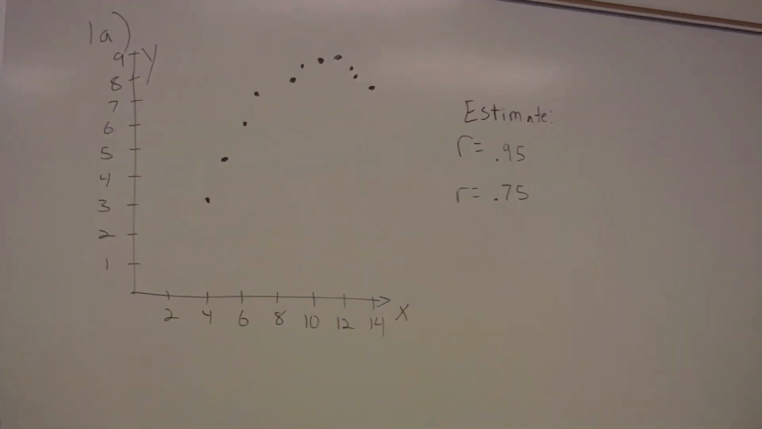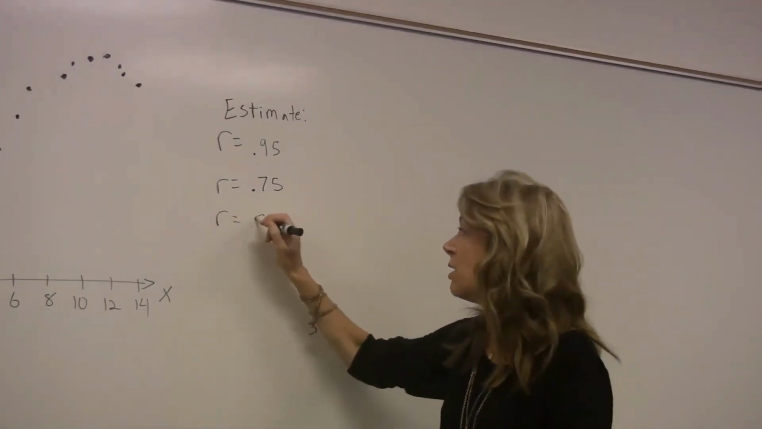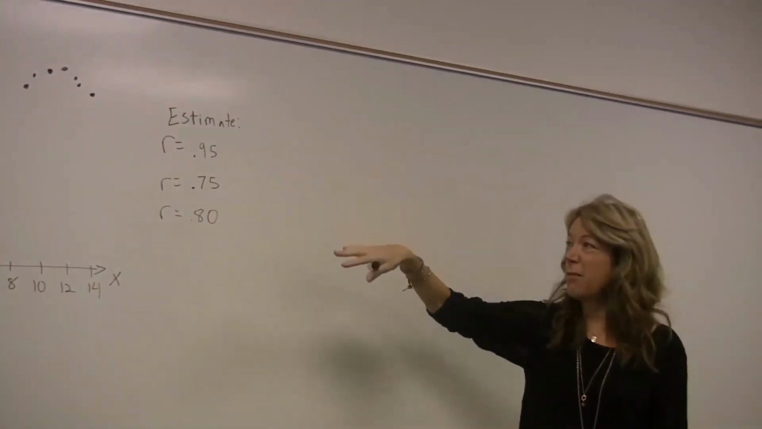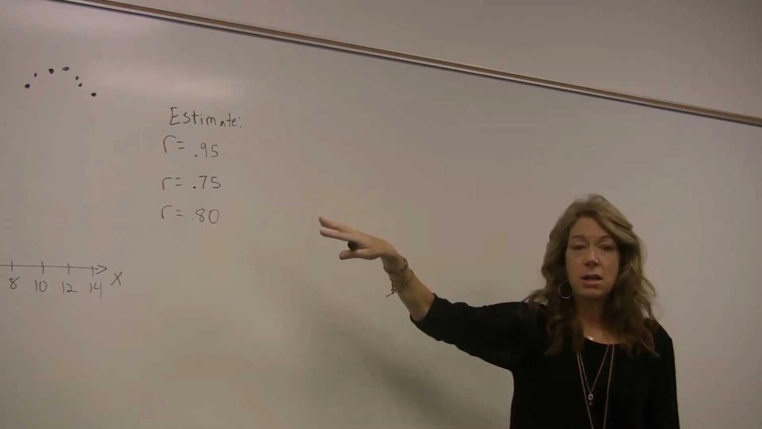You say 0.80, it's a little bit higher than that. These are all guesses. Notice that they're all positive because it's going up in general. And they're all more than like 0.5 because it's pretty close to a line.